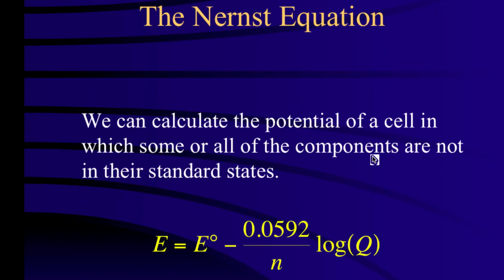That's the whole point. The Nernst equation just says, what if it's not standard conditions? What if it isn't 1 molar concentrations? What if it isn't the same temperature? Now what's the electrode potential going to be? Use this equation right here, and don't be afraid, it's on your pink sheet.